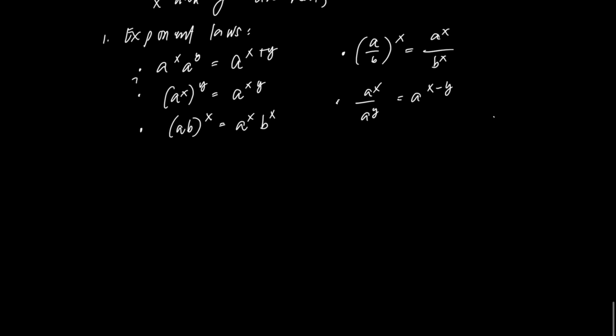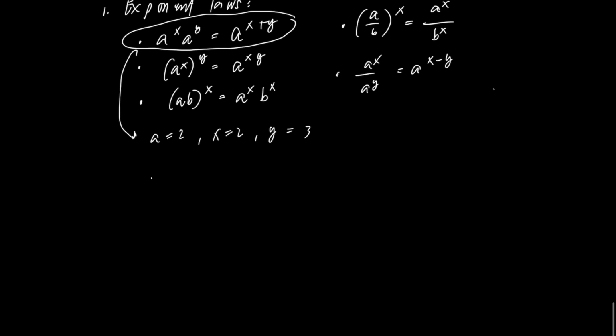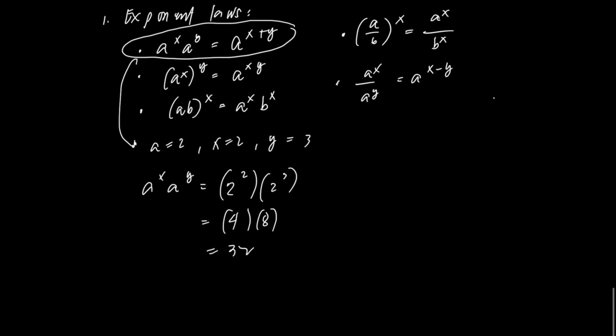And then a to the x over a to the y is just equivalent to a to the x minus y. Okay, just to give a simple illustration, if a is equal to 2, x is equal to 2, and y is equal to 3, for the first one, a to the x times a to the y is just 2 squared times 2 cubed. 2 squared is 4 times 8 is 32.